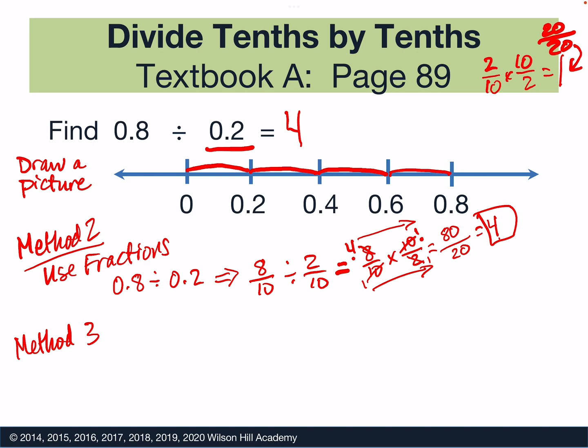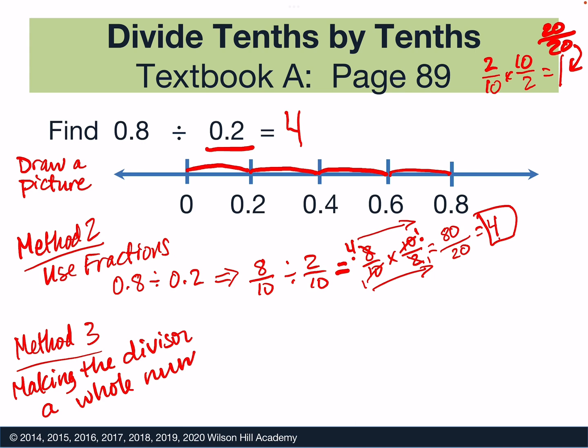And method 3 involves this. Okay, we call it making the divisor a whole number. And this is going to look this way. We start off with this division problem.